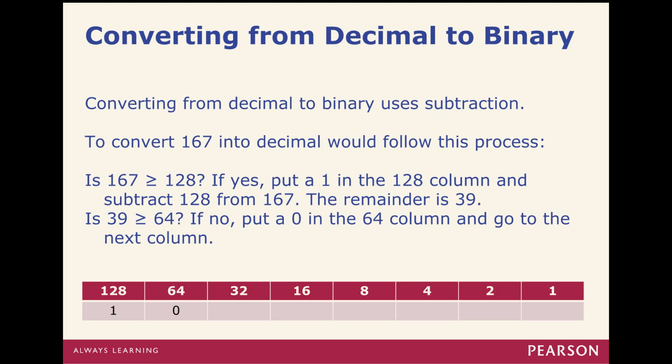When you're converting from decimal to binary, there's a little bit more of a process to it. Essentially, you're starting with a decimal number, and then you're trying to fill in this chart. So, to do that, is 167 greater than or equal to 128? And it is. If it is, then you put a 1 in the column, and you subtract that 128 from 167. You get a remainder of 39. Then you repeat the process going all the way through the table. Is 39 greater than 64? In this case, it's not, so we're going to put a 0 in the 64 column.